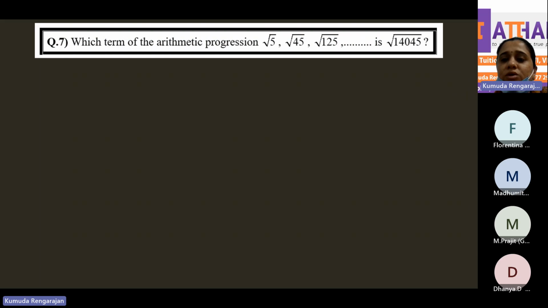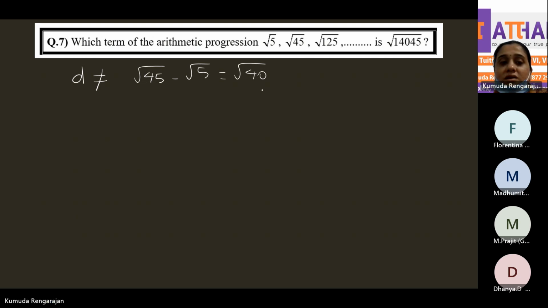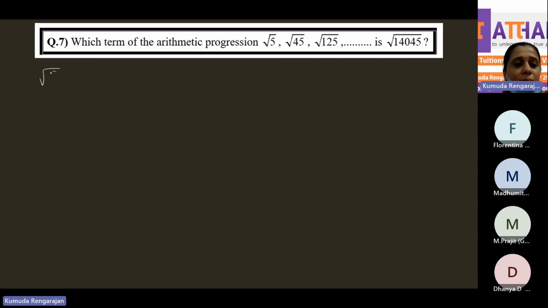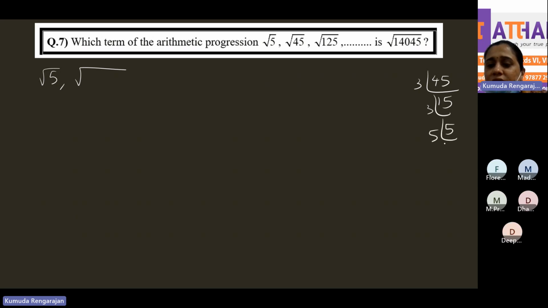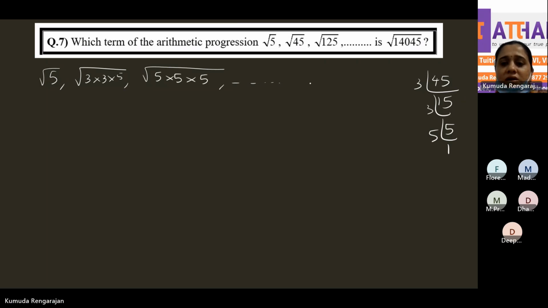Next one. Which term of the arithmetic progression is this? Now when you have surds like this, you must try to express them as mixed surds. Otherwise, the common difference is not root 45 minus root 5, which is root 40. No, it's not this. So root 5, comma, root of 45: 9 fives are 45, or you can do this, 3 fives are 15. So root 45 is 3 into 3 into 5. Like that, for 125 you'll get 5 into 5 into 5. Do the same thing for that, and then find out for 1, 4, 0, 4, 5.